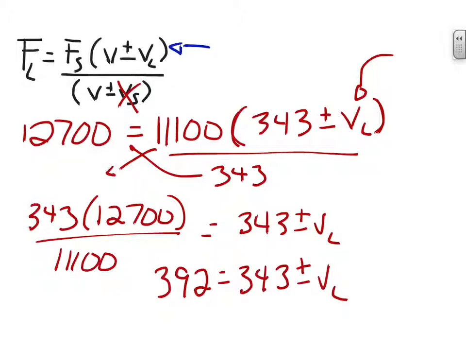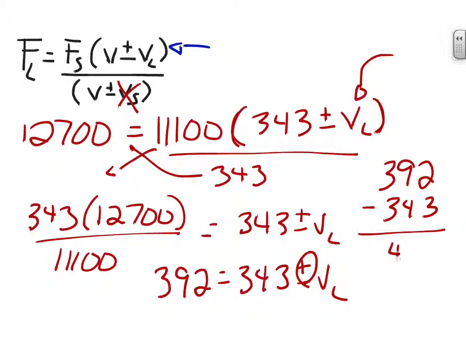Clearly in this case it's plus, so the opposite of plus is going to have to be minus, so we're going to have 392 minus 343, which tells me the duck must be going 49 meters per second. So that's the speed the duck is flying.